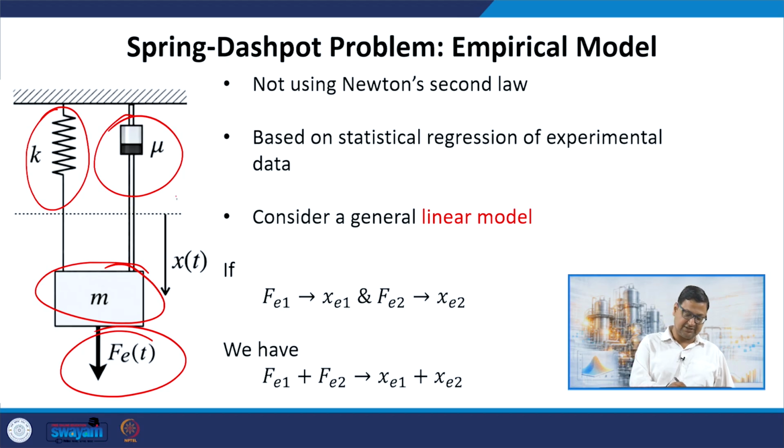In the beginning, the block is somewhere here and stationary, and then this force is applied. What will happen is this block will move down and eventually reach a new equilibrium. But before it does that, it may oscillate a bit around that position. That depends on the values of the parameters k, mu and m, and we have discussed that using Newton's second law.